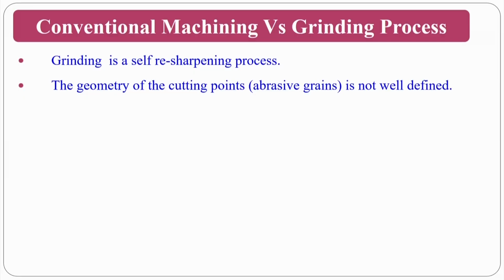The geometry of cutting points, the abrasive grains, is not well defined. That means the shape and the cutting edges, some of the abrasive particles may be like this, some may be like this, some may be like this. So the shape is not perfect. At the same time, cutting edges are also randomly oriented. The shape is random as well as the cutting edge is also random.